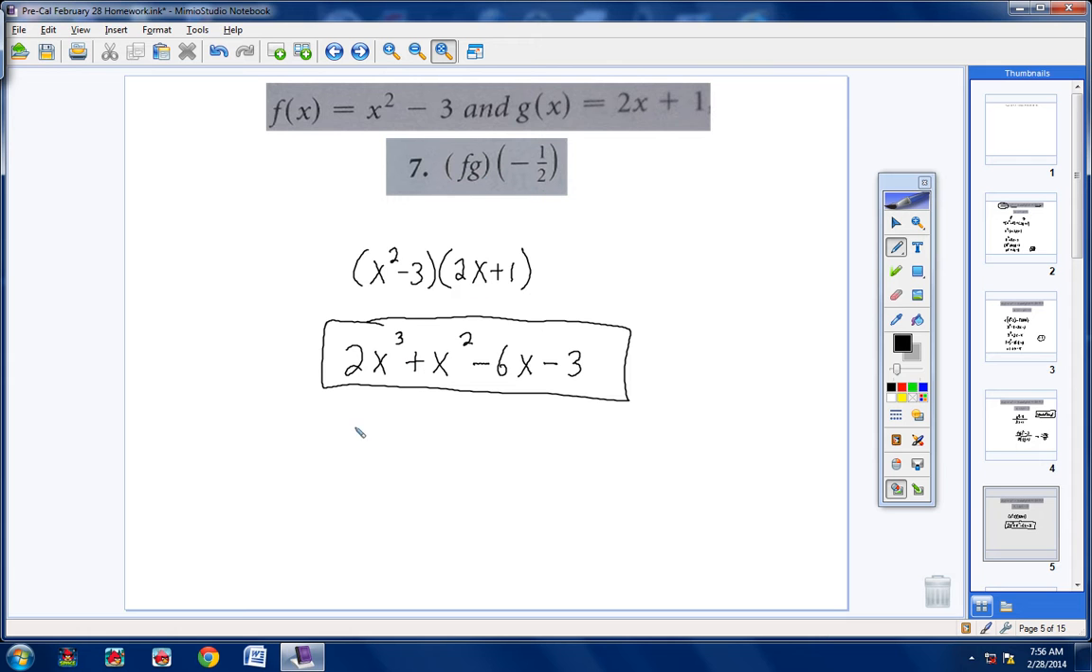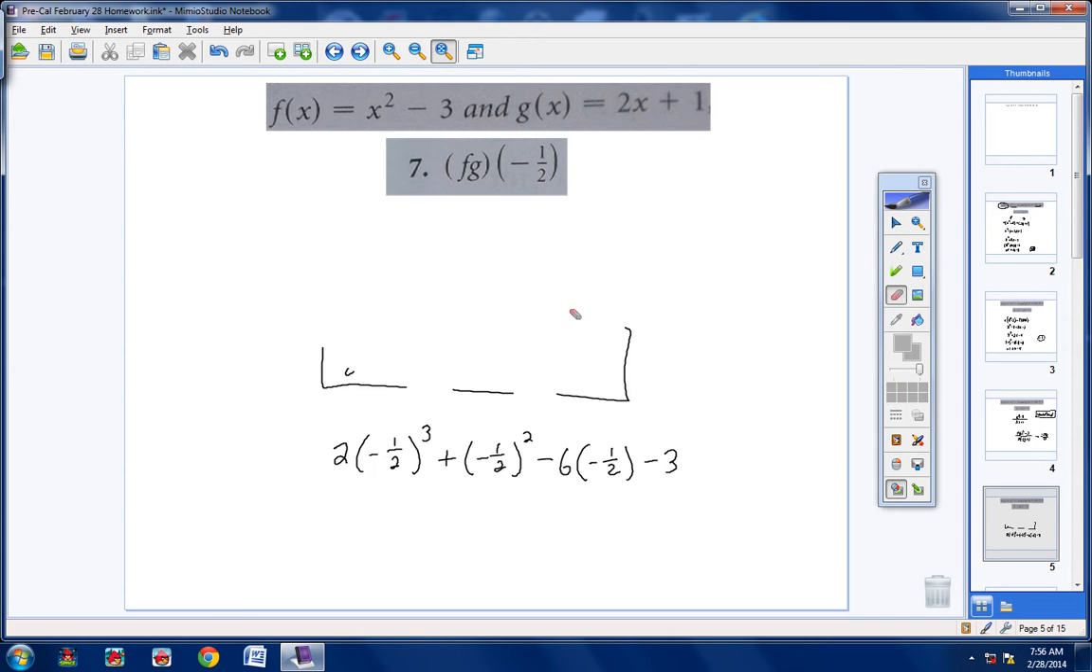Now they want us to put negative 1/2 in. So 2 parentheses negative 1/2 to the third power plus, then a parentheses, negative 1/2 to the second power, then negative 6 parentheses negative 1/2, and then negative 3. Now let's take this very simply step by step, okay? And let's get a little bit of room to work with here.